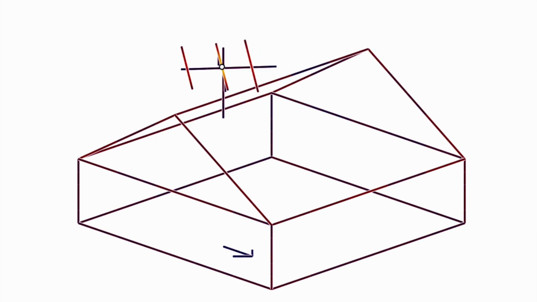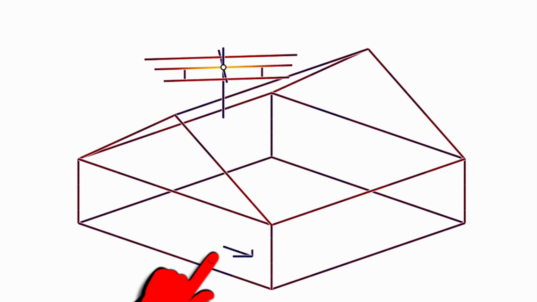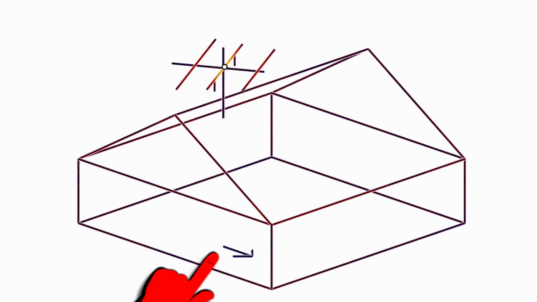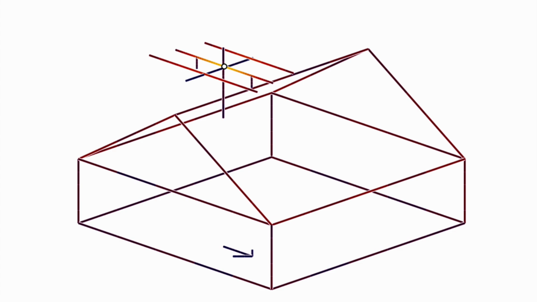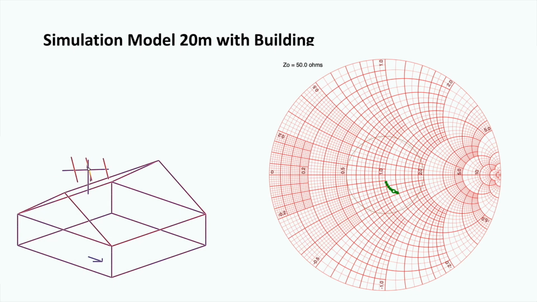By the way, in case you were already wondering what the blue arrow down there means, it simply shows the north direction. It really helps to keep your orientation, especially when you've rotated and moved wire grid structures using vector transformation. Next, we analyze the antenna impedance. What happens if we rotate the antenna?